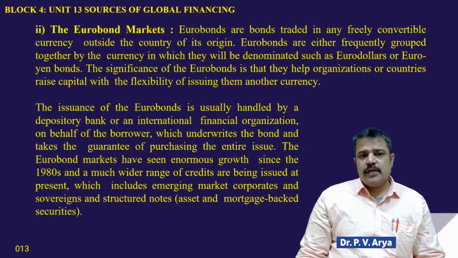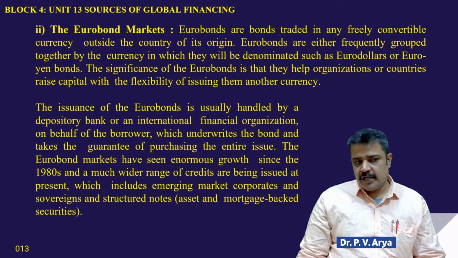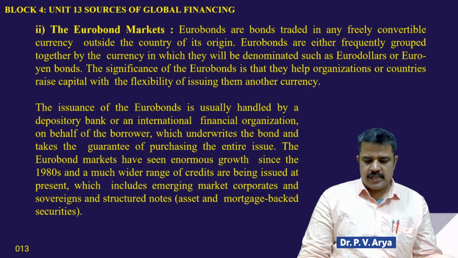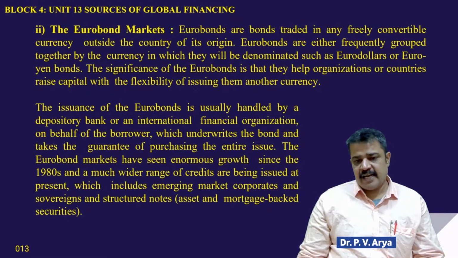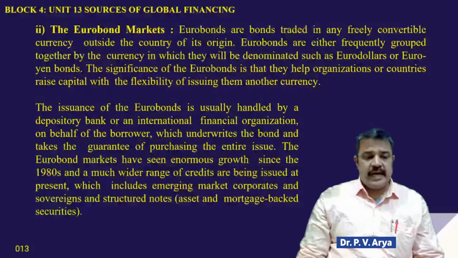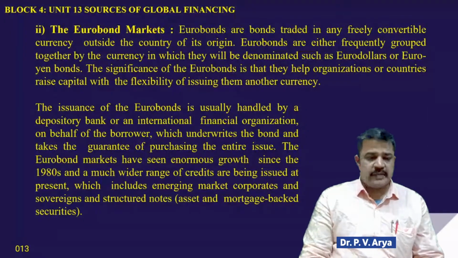Then the Eurobond market. Eurobonds are bonds traded in any freely convertible currency outside the country of its origin, similar to Eurocurrency. The issuance of Eurobonds is usually handled by a depository bank or an international financial organization on behalf of the borrower, which underwrites the bond and guarantees purchasing the entire issue. The Eurobond market has seen enormous growth since the 1980s, and a much wider range of credits are being issued at present, which includes emerging market corporates, sovereign and structured notes, and asset and mortgage-backed securities.